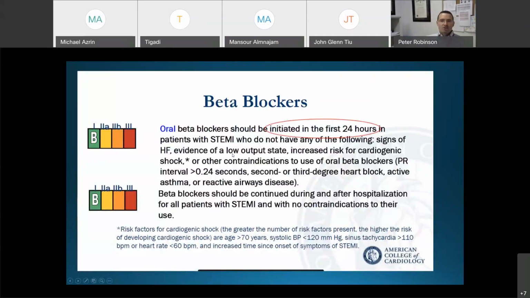Oral beta blockers should be initiated in the first 24 hours unless there's evidence of shock or heart block. That's a 1B recommendation, and should be continued afterwards for all patients with a STEMI. If you had a heart attack, you should be on a beta blocker. You could argue that if they have a relatively limited infarct, normal EF afterwards, and no angina, do they need to stay on it for the rest of their life? I think that's a debatable question, but in general, they probably should be.